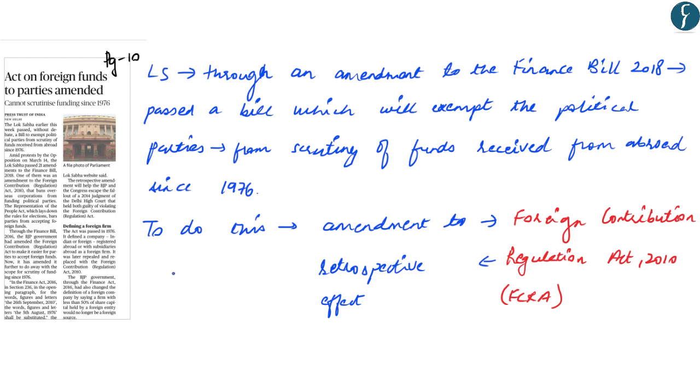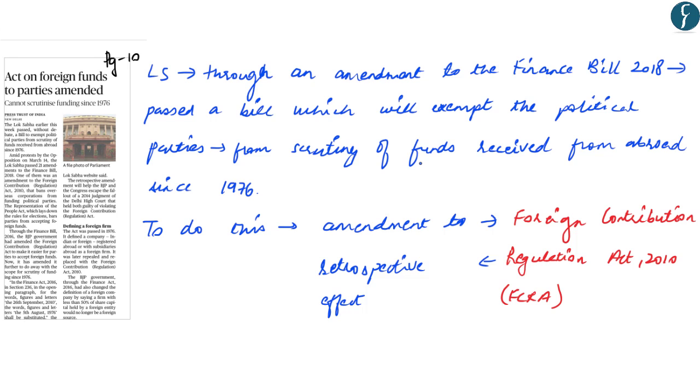So before this amendment was passed, all the foreign funds that were received by a political party were subject to scrutiny. But now after this amendment, the funds that a political party receives from foreign sources will not come under any scrutiny. That is, they will be exempted from scrutiny for funds that have been received from foreign companies.